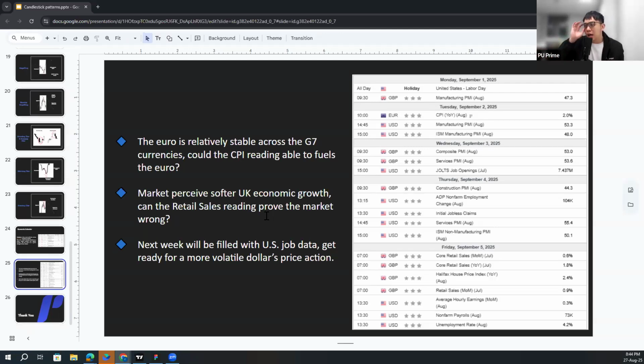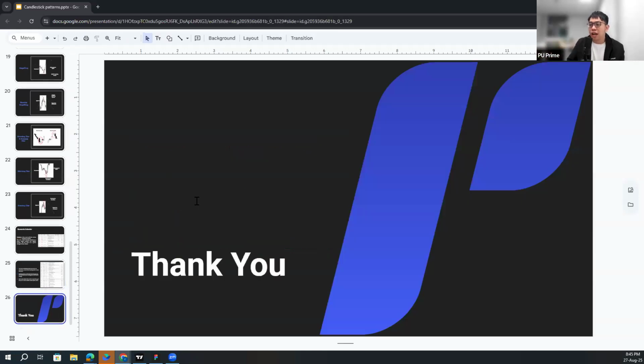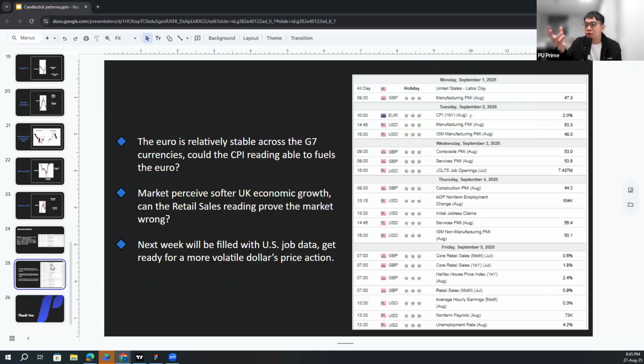Okay, and then coming up next, we also have the UK. Recently people perceive the UK as quite weak in terms of economic performance. So we really want to see their retail sales reading next Friday. And of course we really wish for something special to happen in the market, or else we'll be left with nothing to trade. But of course, bear with me, next week the dollar will be more interesting.